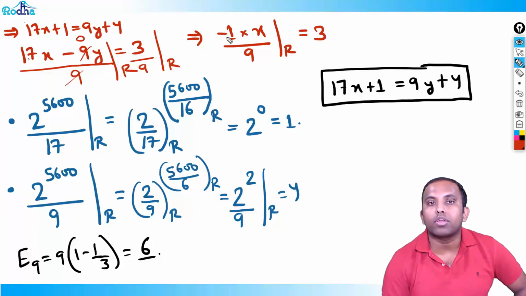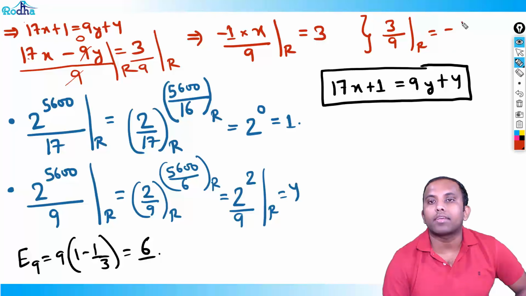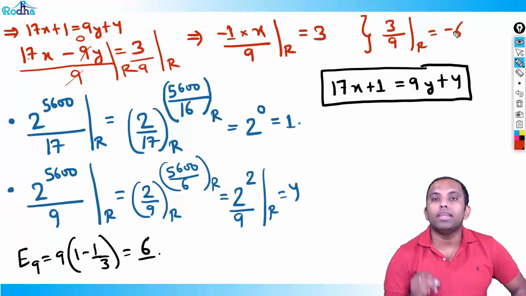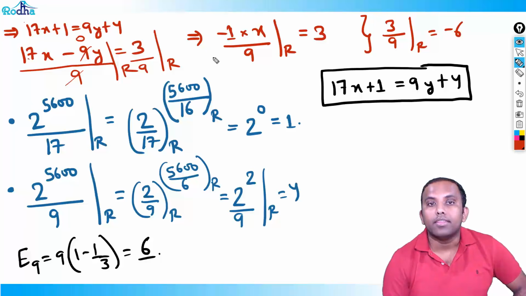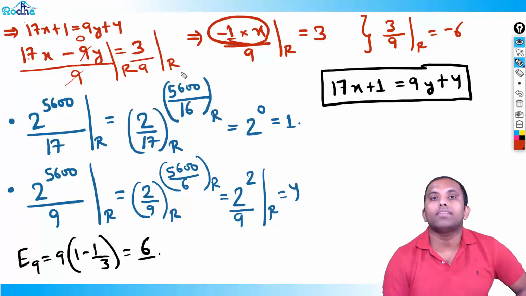But here it is minus 1. So x you should keep positive, right? So what value should you take? You want remainder as 3, right? So 3 by 9, what is the remainder? In negative remainder, what is it? Minus 6. So 3 by 9, the negative remainder is minus 6, right? That means you want minus 6 here.